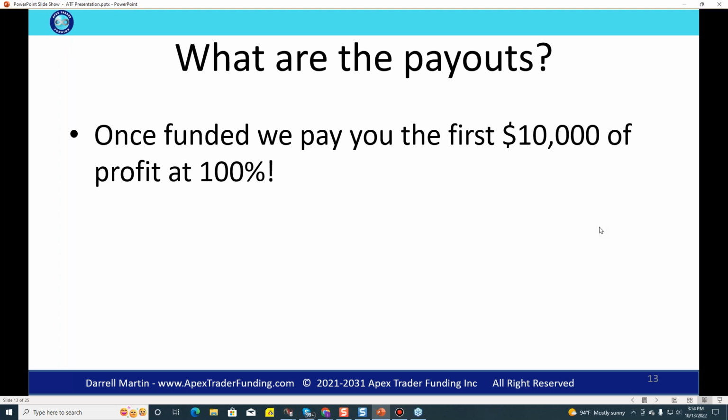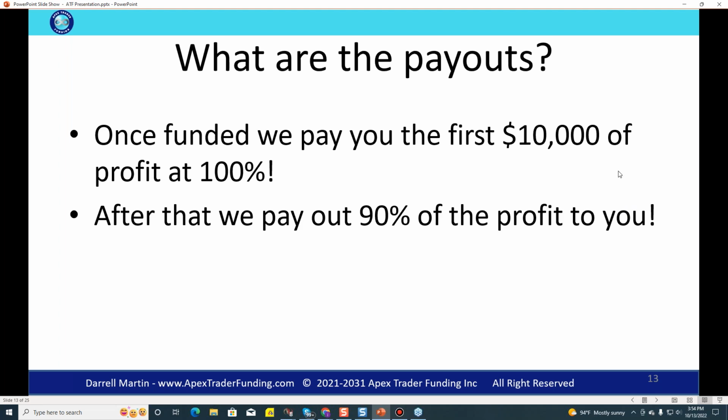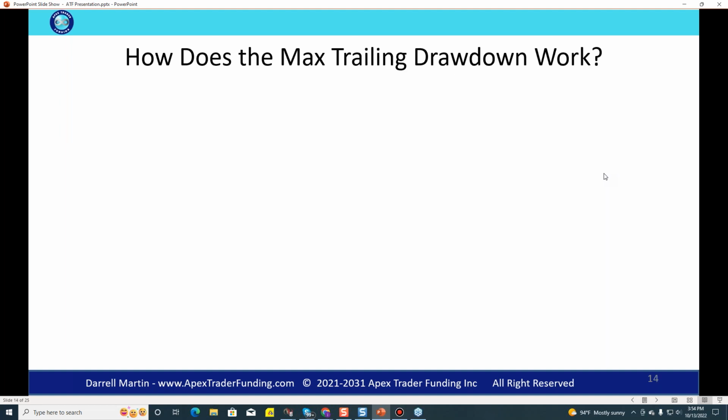We pay out 100% of the first $10,000 that's paid out. So the first $10,000 that is paid out to a trader, they keep 100% of it. Then after that, after the first 10,000, that's when the split starts. We keep 10%. Trader gets 90%.